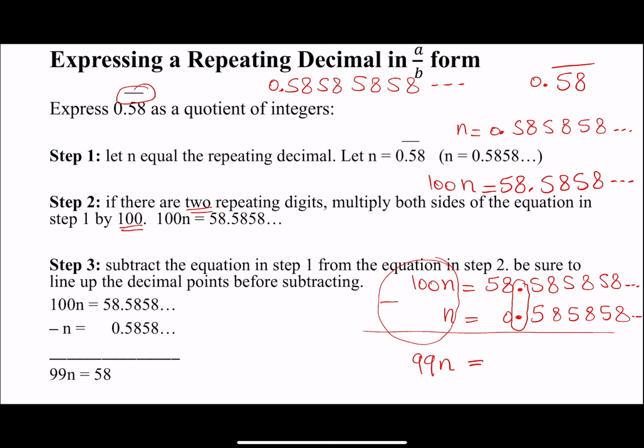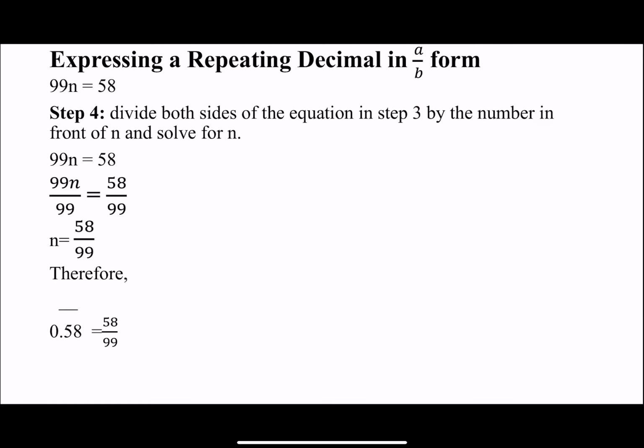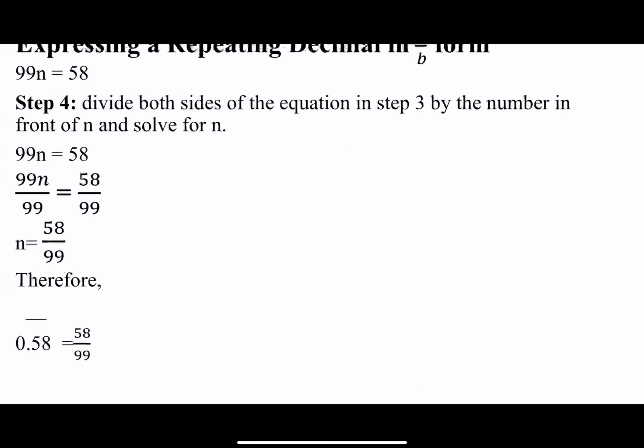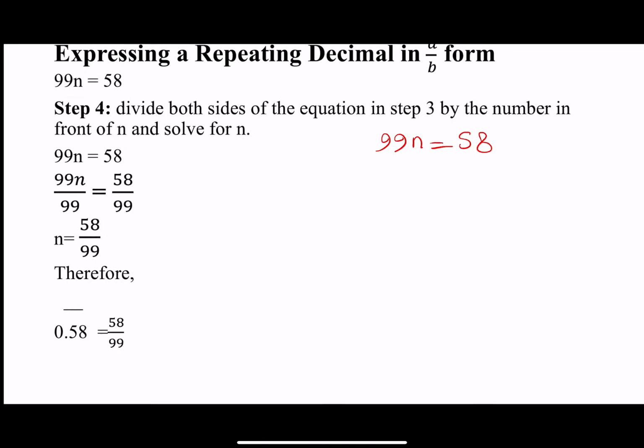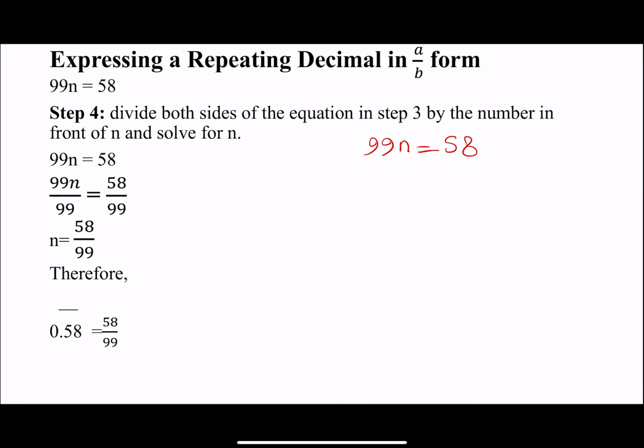58.585858 minus 0.585858 is 58. Now we have 99n is equal to 58. We solve it for n, so we divide both sides of this equation by the number in front of n, which is 99. So we have 99n is equal to 58. Okay, so I divide both sides of this equation by 99.